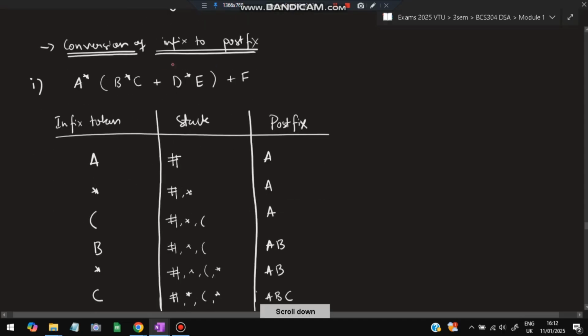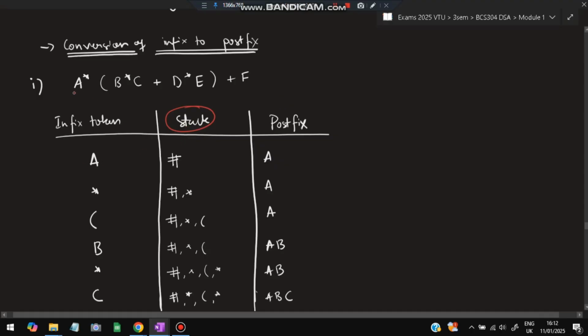Now see, conversion of infix to postfix. First, the equation which they have given, you will be writing it like this. Next you will be making a table, the same table, with infix and postfix. We have to convert from infix to postfix. In between we will be using a stack also, so the stack will be present here.